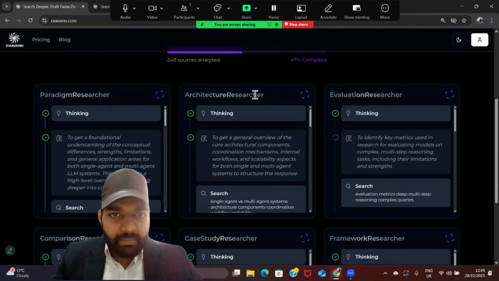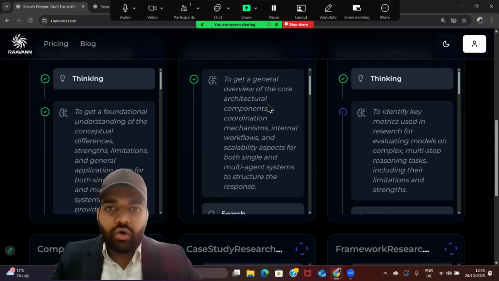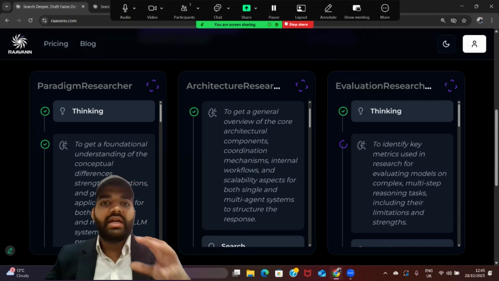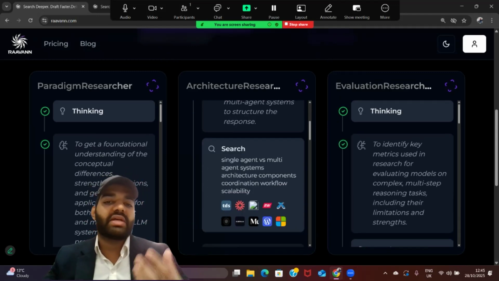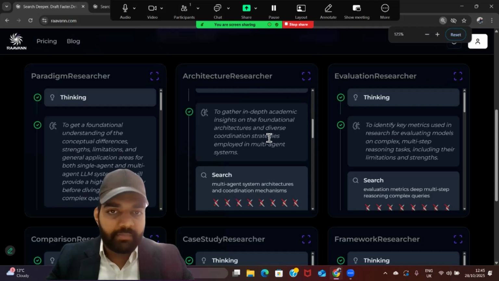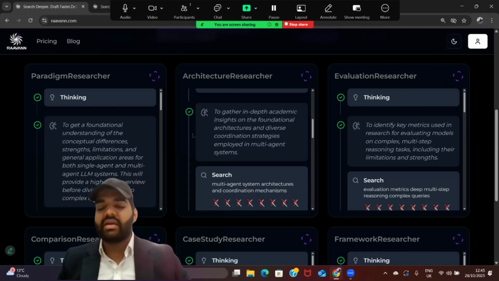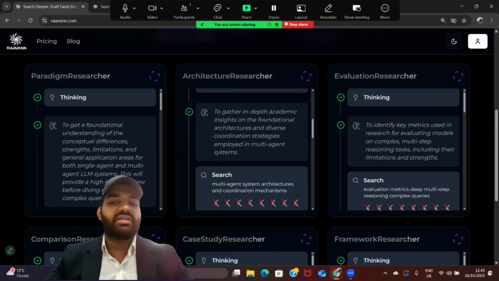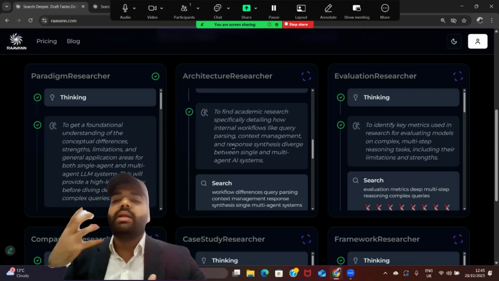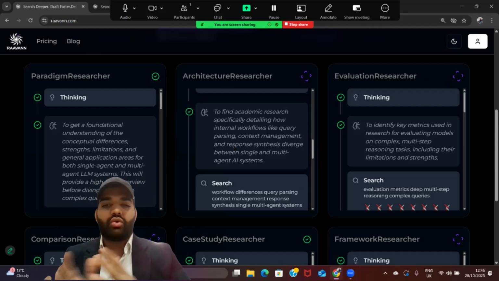All of these researchers, for example, the architecture researcher, starts off to get a general overview of the core architectural components, coordination mechanism, internal workflows. It will do some reading of research papers and online content. It will read it. It will understand how the current architectures are working. Now, based on that reading, it will understand, okay, these are the things that are missing. We need to do this. So then it will research some more. Then again, from that feedback, like the way a typical human learns a subject, it reads, it understands, and it decides, okay, we need to course correct over that.